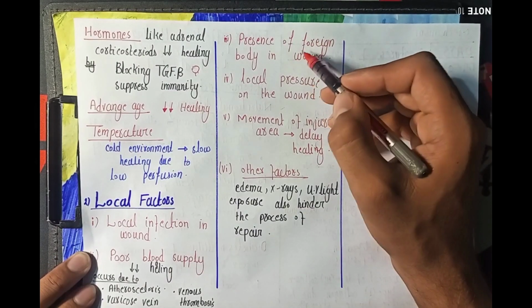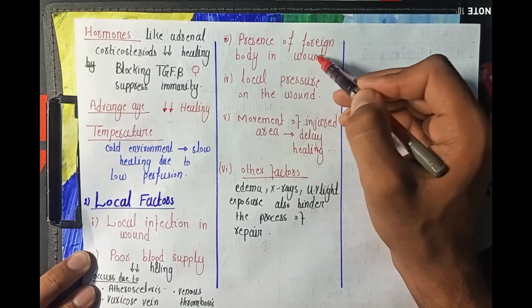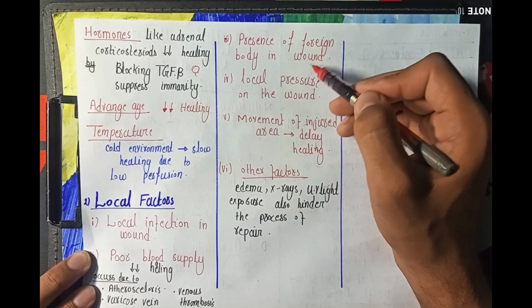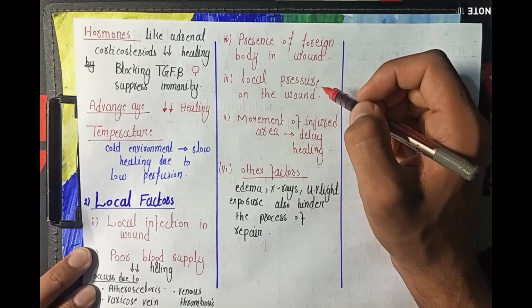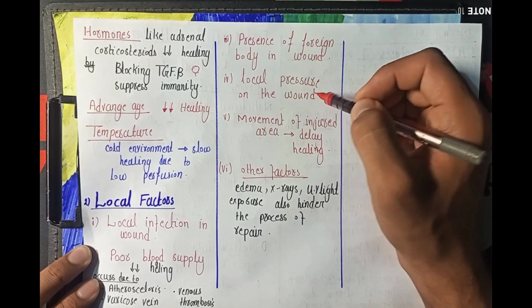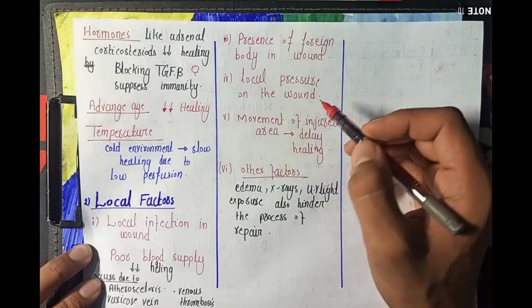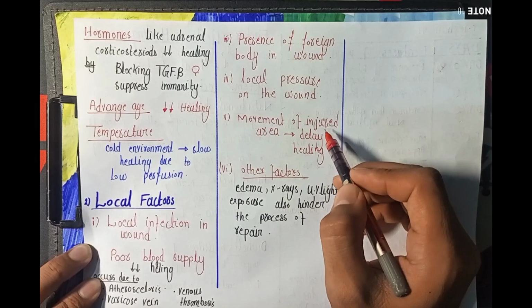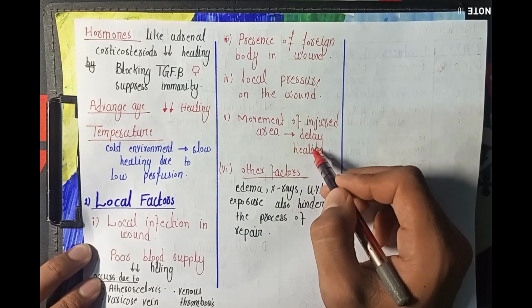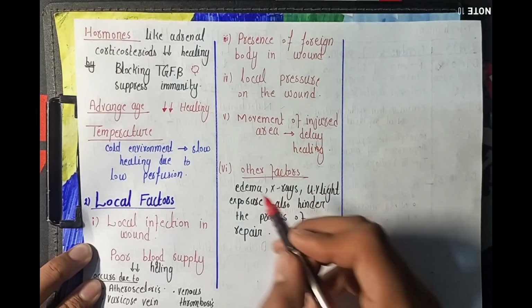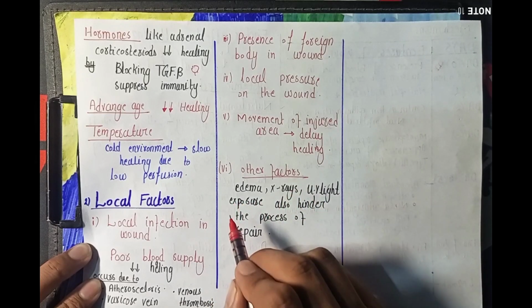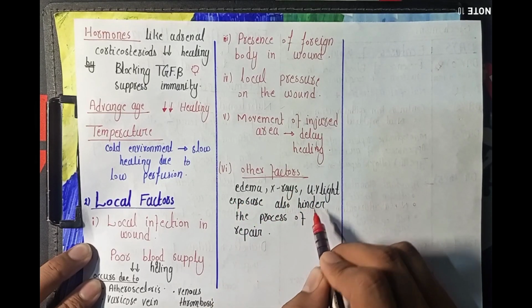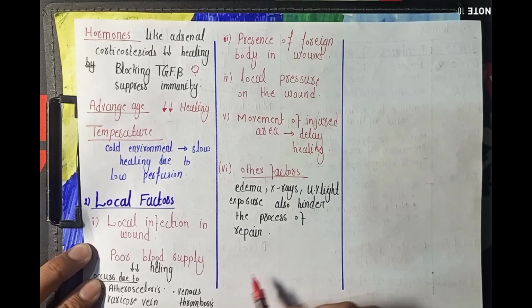Also the presence of any foreign body in the wound also decreases the healing process, and if there is local pressure on the wound, it may cause separation of the wound and decrease the healing of the wound. If there is movement of any injured area, it may delay the process of the healing. And there are also certain other factors like edema, X-rays, UV light exposure. They also hinder the process of the repair. So it was all about the tissue repair and the healing.